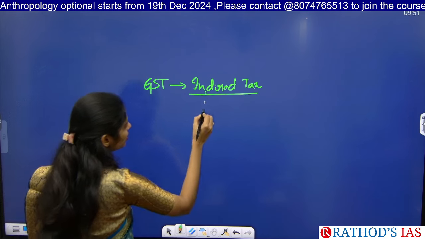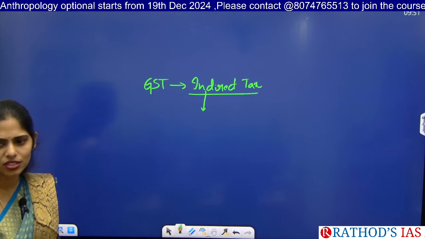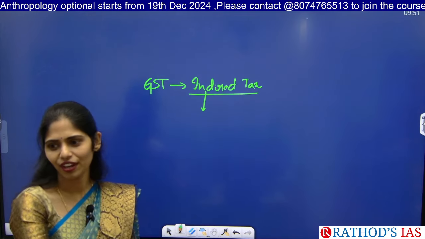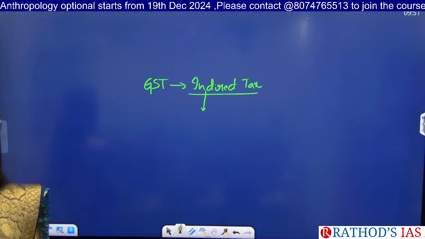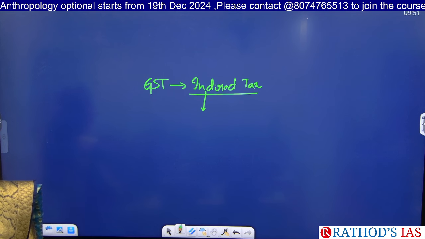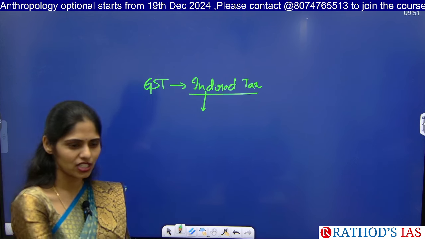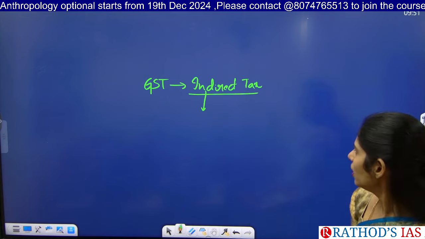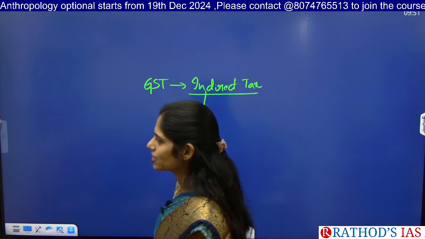It is imposed on goods, and services also. It is goods and service tax. Why are we saying indirect? Who will collect it? Is it a destination based tax or a production site based tax? Destination based tax.